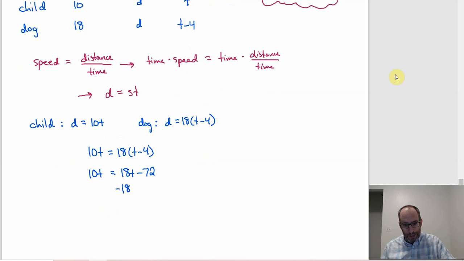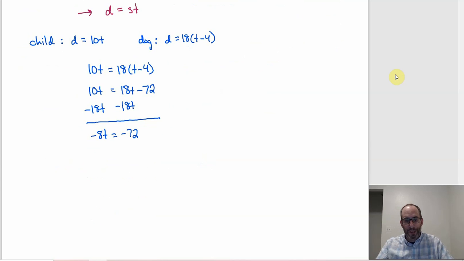So if we subtract 18t from both sides, we're going to get negative 8t equals negative 72. And then if you divide both sides by negative 8, so negative 8t over negative 8 equals negative 72 over negative 8, then we're going to get that t equals 9. But we weren't asked about t. We were asked about what the distance is.